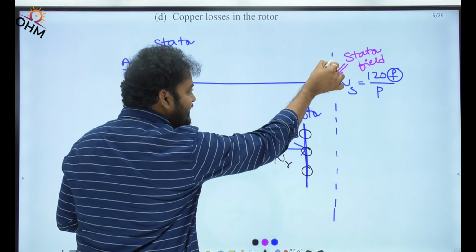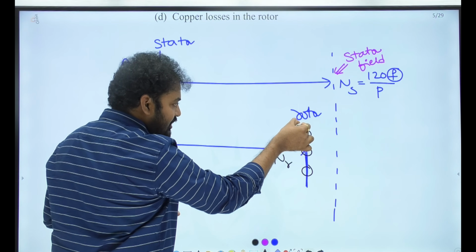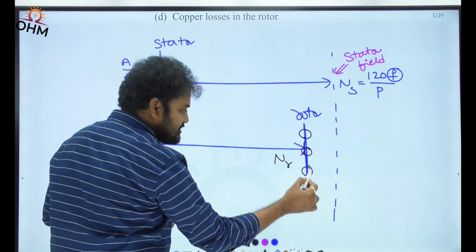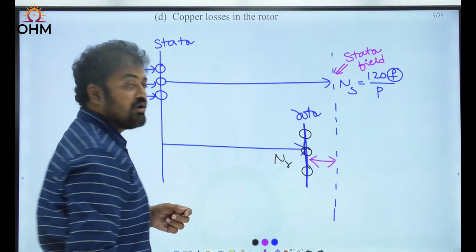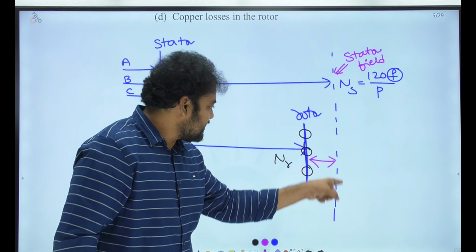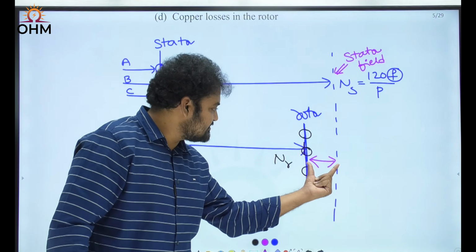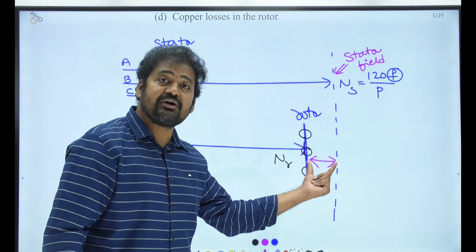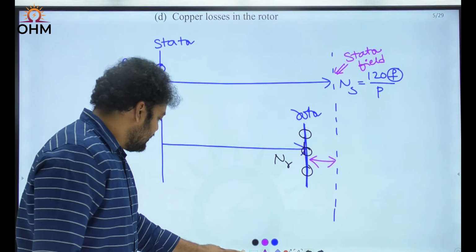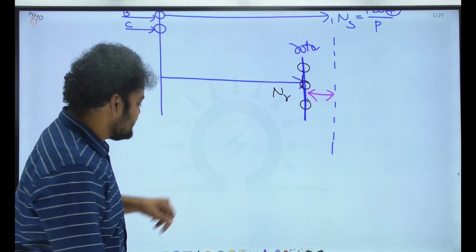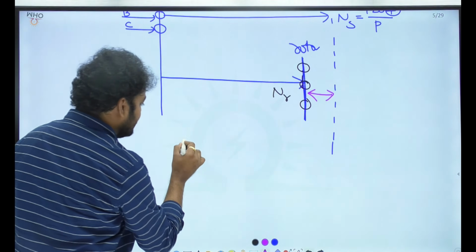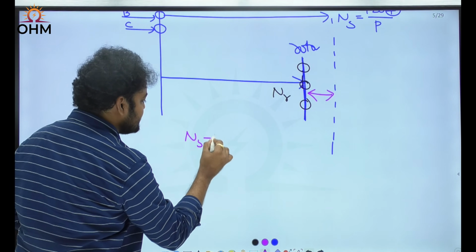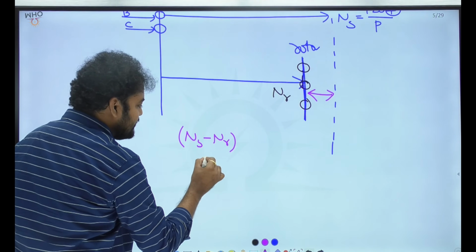See, stator field is at synchronous speed, and the rotor conductors are at this particular location. Can I say there exists a relative speed between these two now? What is the relative speed between stator field and rotor conductors? Yes, this gap, that is nothing but ns minus nr. Due to this relative speed, see what is going to happen.